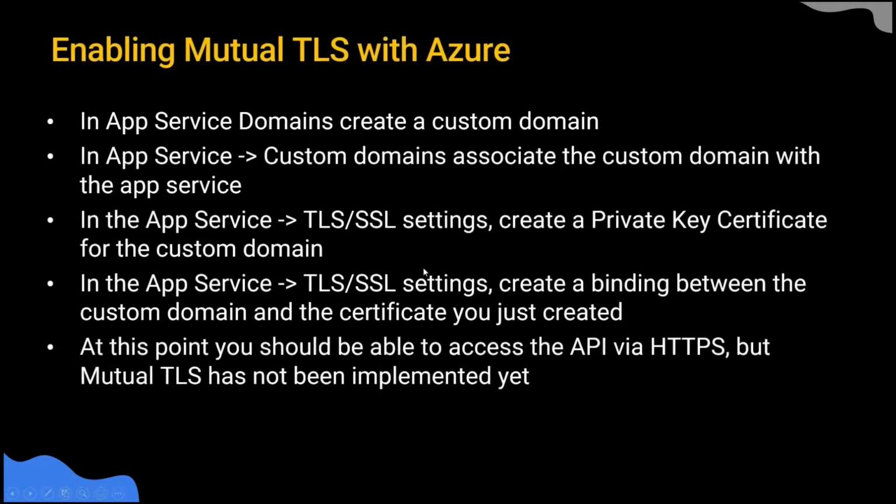Then you go into the Azure App Service domains and create a custom domain. You go into the app service. There's a custom domains option in the app service, and you associate the custom domain with the app service. In the app service TLS settings, you'll create a private key certificate for the custom domain. You'll create a binding between the custom domain and the certificate you just created. And at this point, you should be able to access the API via HTTPS. This is the server piece. This is where we're creating a server certificate. We haven't implemented mutual TLS yet.